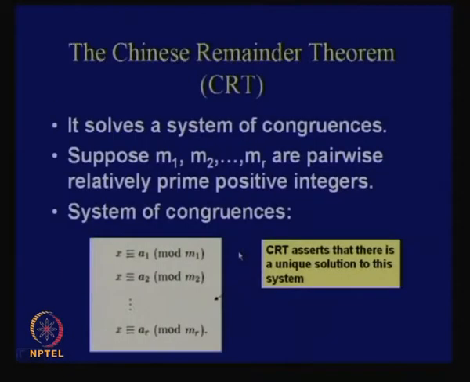So, this concludes our discussion on the Euclidean algorithm, and then we will take another interesting algorithm, called the Chinese remainder theorem. Basically, it is a systematic algorithm which solves a system of congruences. Originally, people say that it was employed by the Chinese people.